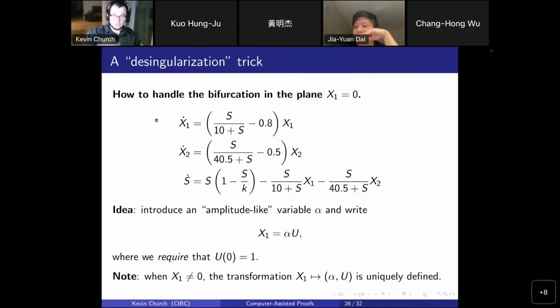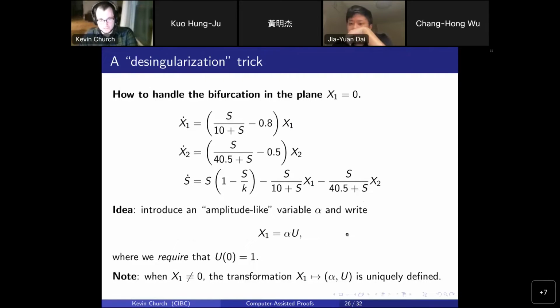The setup, if we're trying to do the continuation close to the x1 equal to 0 plane, is that we're going to introduce a new variable called alpha, which is going to behave like the amplitude of x1. So we're going to find x1 to be equal to alpha u, where u is another periodic function. And we are going to introduce the requirement that u at 0 is equal to 1.